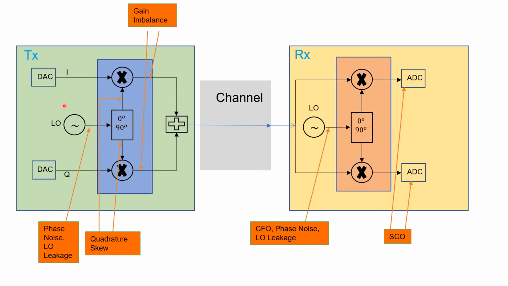There are some other impairments also. For example, between the I branch and Q branch there can be some time delay also. But in this session, I will be focusing mainly on these parameters or these impairments.